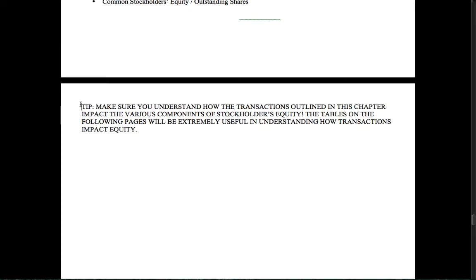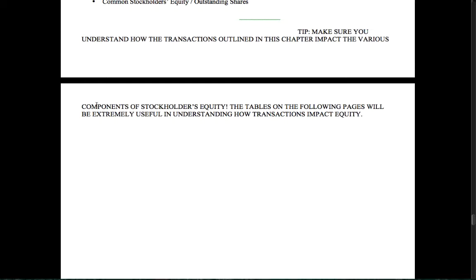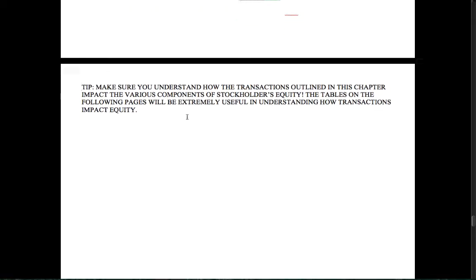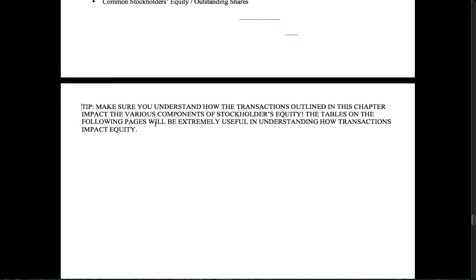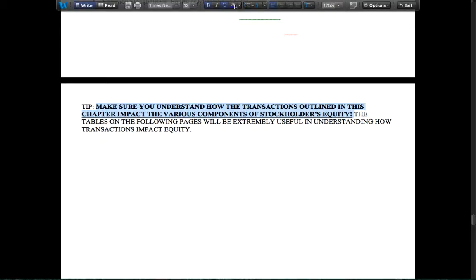All right. One last little bit here. First, before we dive into some illustrations here, I want you to make sure you understand how the transactions outlined in this chapter impact the various components of stockholders' equity. Not only do you need to be able to calculate the problems that I provide, the computational part of this, you need to understand the conceptual part of these transactions and how they impact the various components of stockholders' equity.